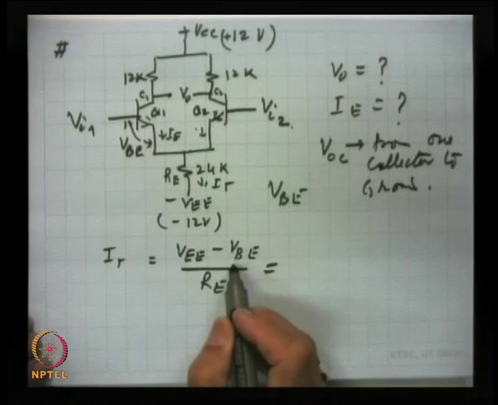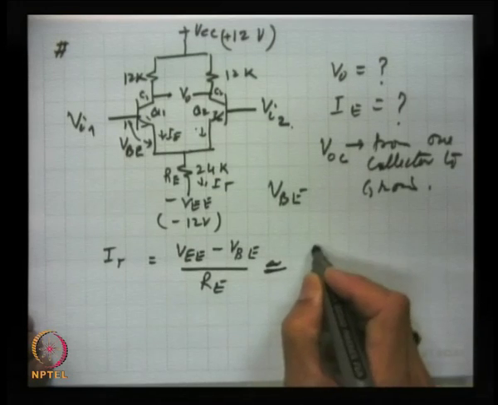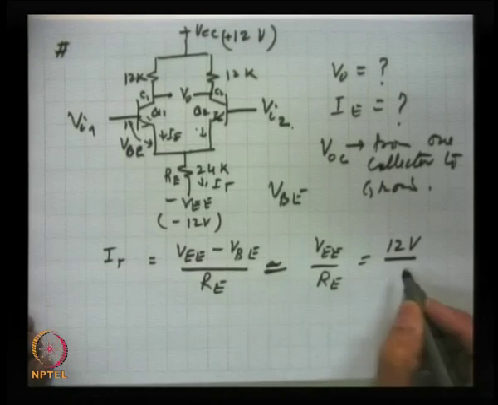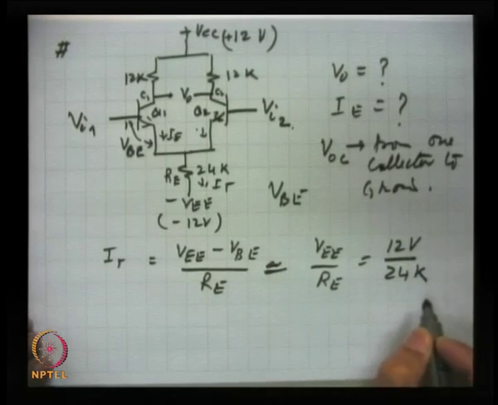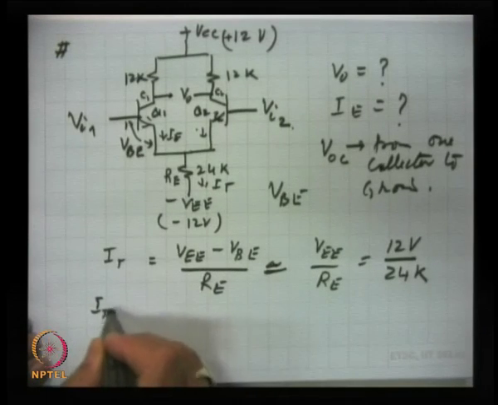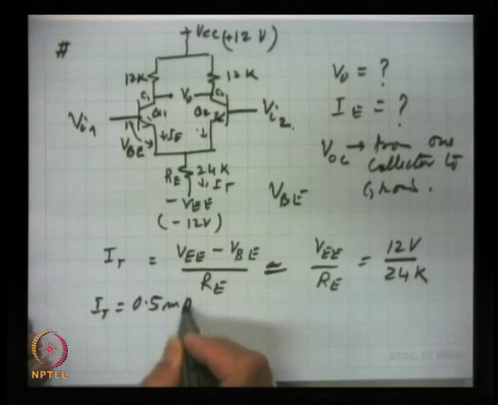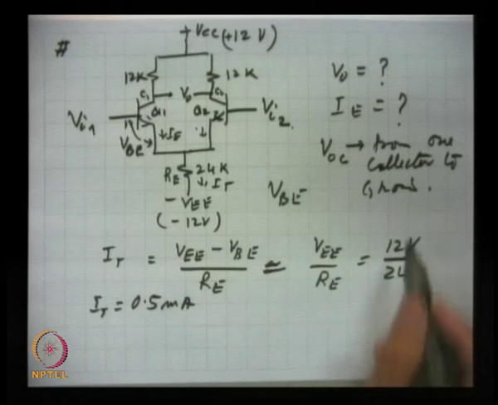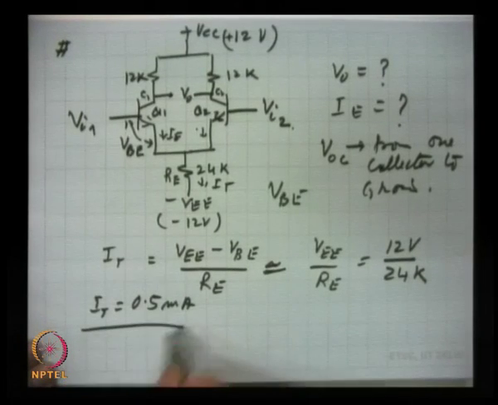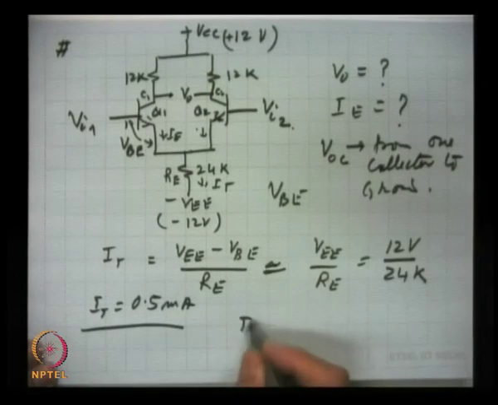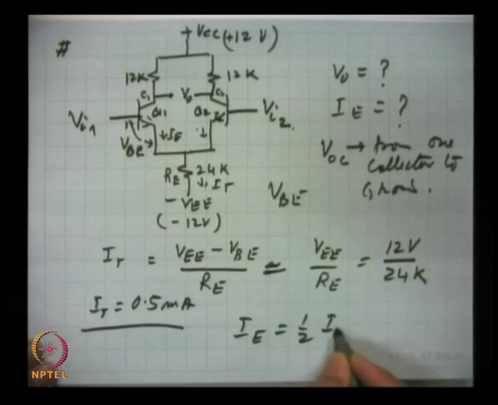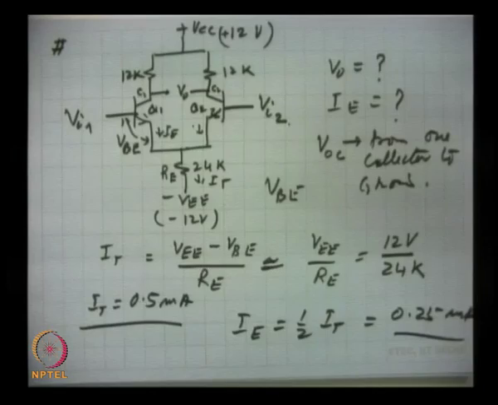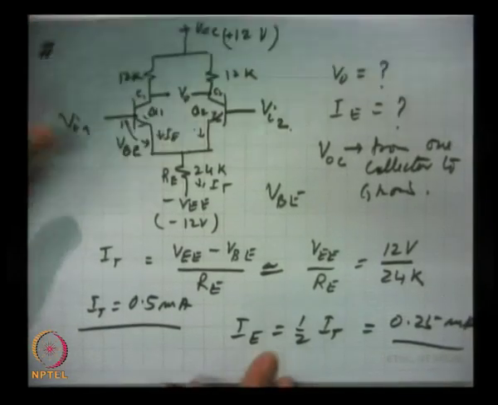This voltage is very small in comparison to this. So, this is approximately equal to VEE by RE, and this is 12 volts and this is 24 K. So, IT becomes 0.5 milliampere. If we take resistance in kilo ohms, currents will be in milliamperes, because the 10 to power minus 3 comes up here. So, this is the tail current, and IE is equal to half of IT. So, 0.25 milliampere is the current in each transistor.